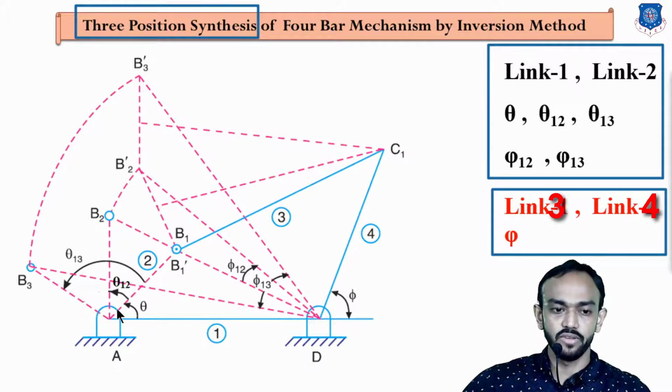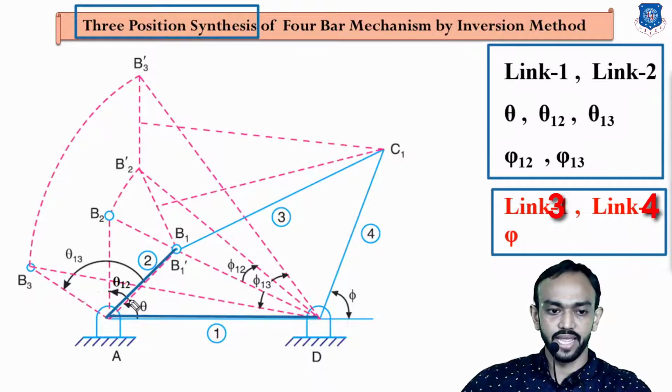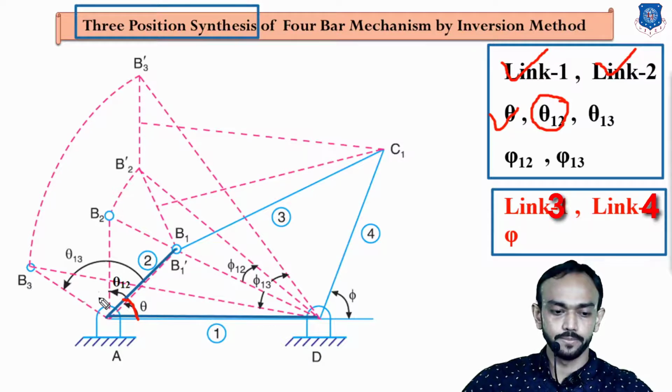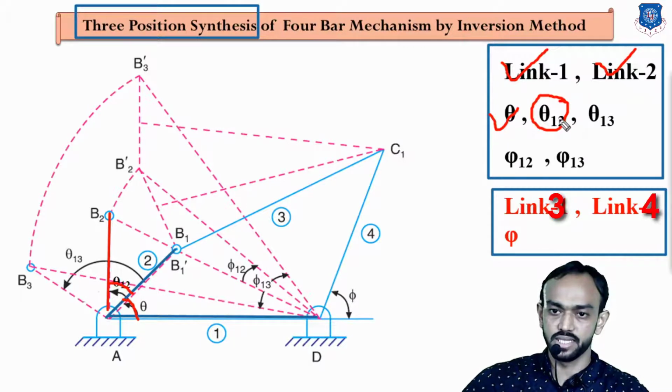So remember that this data is given. We start by making link number 1 and link number 2, because the angle theta is given. After that we use theta 1 2 and make link number 1 to 2, this AB1, at the angle theta 1 2, which is given.